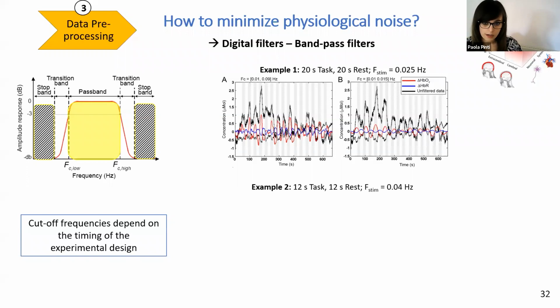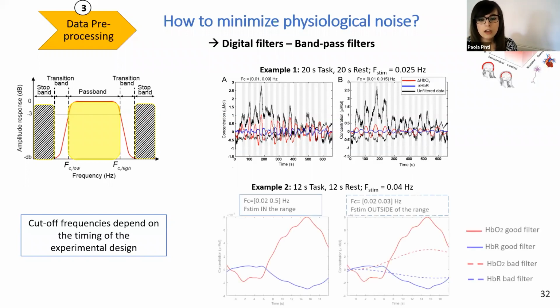So below I'm showing another example. In this case, these are data sets recorded on toddlers during a block design experiment with 20 seconds task blocks and 20 seconds rest blocks. So here I'm showing the block averaged hemodynamic responses, so my oxy and deoxy averaged across my trials, basically.